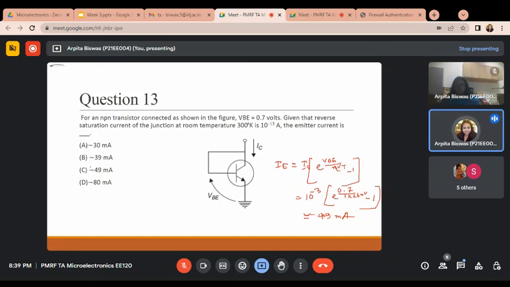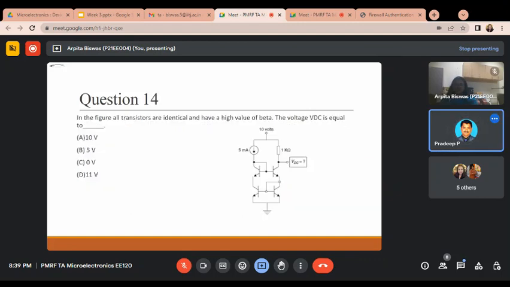The right answer is option C. Do you have any doubt, Samuel and Pradeep? Or we can move towards the next question. No, ma'am, understood. Okay, so what is the next?